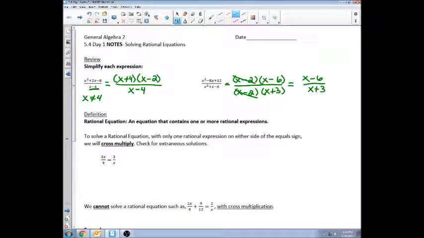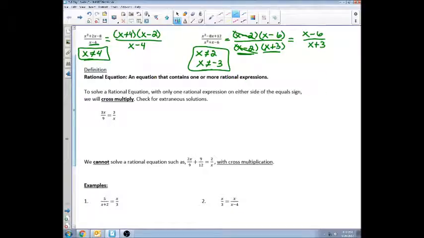Again, I want to do my restrictions. So x minus 2 would get me x cannot equal 2. X plus 3 would get me x cannot equal negative 3. And I am done with that problem. Okay? All right, now we have the definition.